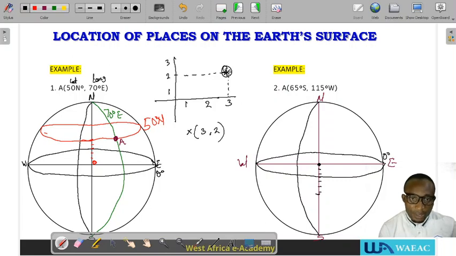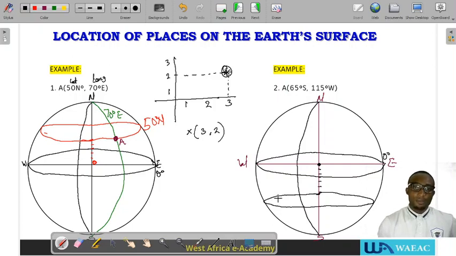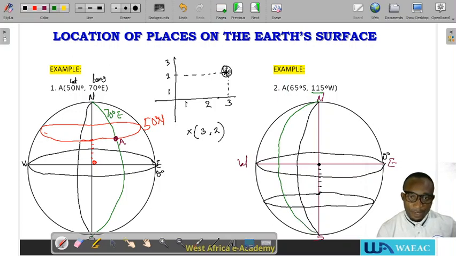So let's draw our 65. This is a small circle for 65 degrees south. Nice one. So after that, we need to draw our longitude, and the value for our longitude is 115 west. So let's draw 115 west. So look at how I'm drawing it now. This is 115 degrees. So please take notes.